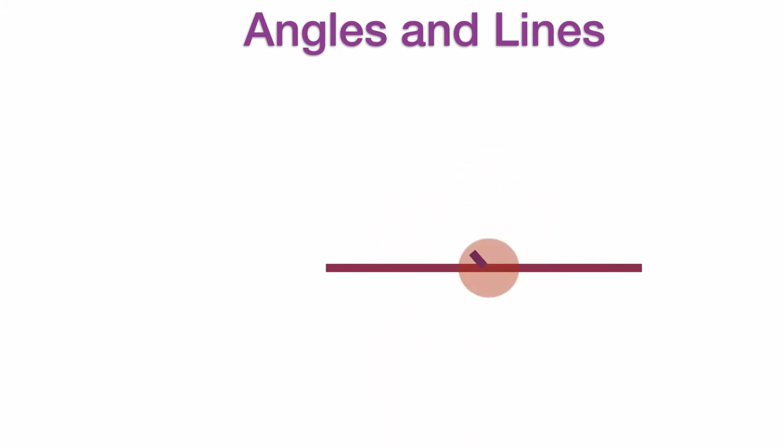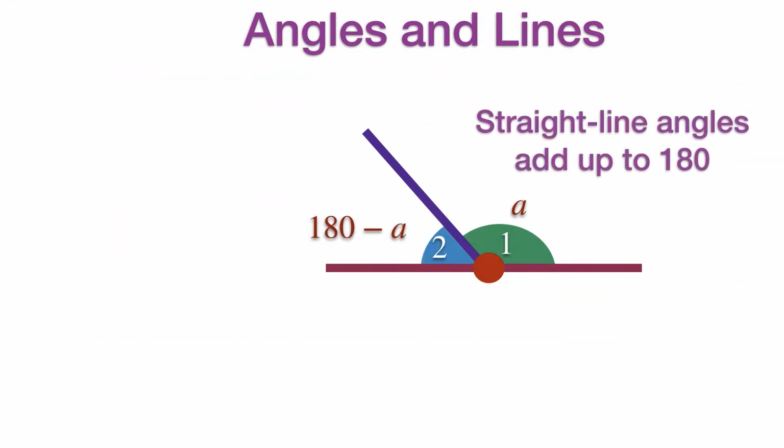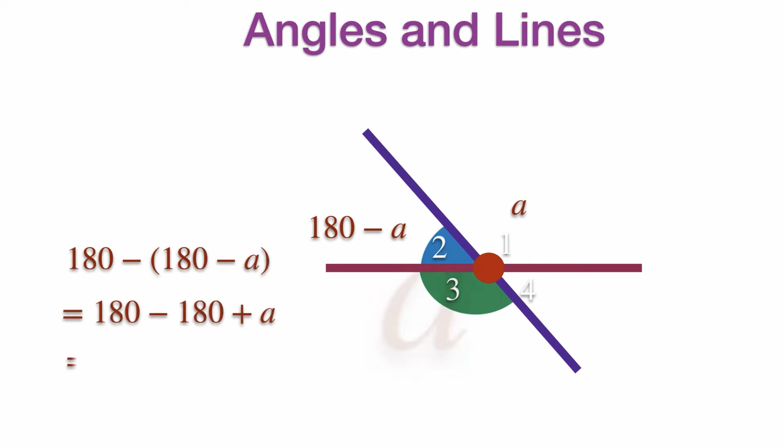When two straight lines meet at a vertex, two adjacent angles are created. If we let one of the angles be of size A, then the angle adjacent to this is going to be of size 180 minus A, as these two angles are on a straight line and they always add up to 180 degrees. Similarly, if we now extend this straight line a little further, we have two more new angles. Angles on this straight line also add up to 180 degrees. Hence, taking away 180 minus A from 180 gives us the angle A.